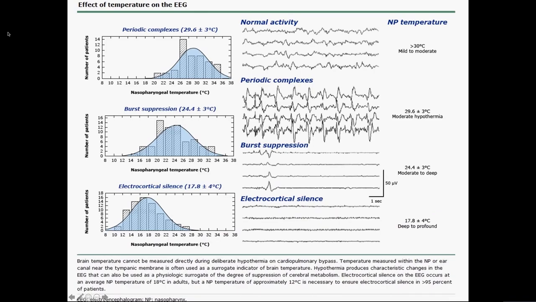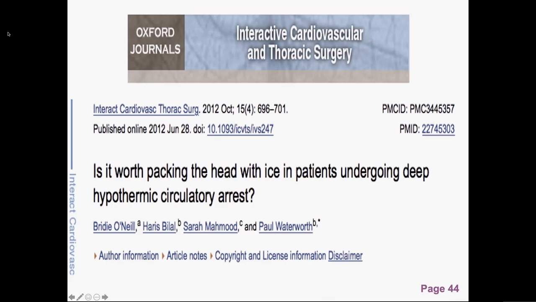This slide shows the effect of hypothermia on EEG, going from normal activity through mild to moderate hypothermia, down to deep to profound hypothermia. We can see there's electrocortical silence.